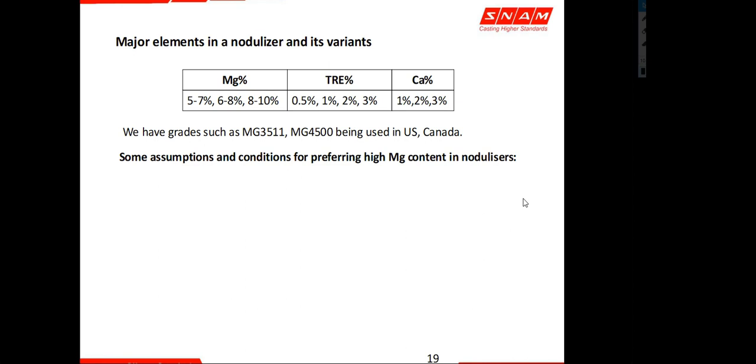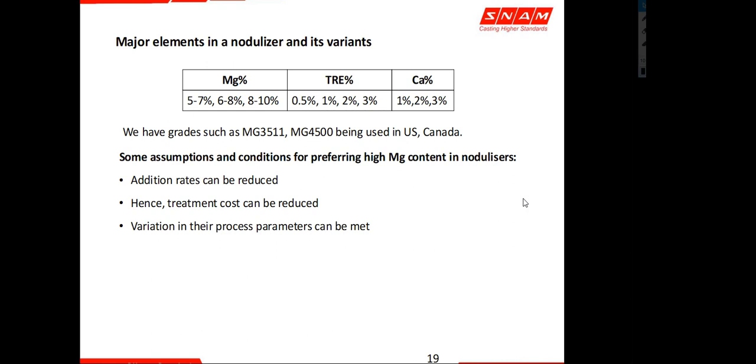There are some assumptions and conditions which lead the foundrymen to prefer high magnesium content in the nodulizers. So because of these reasons, people ask for high magnesium. They calculate that addition rates can be reduced if you have high magnesium in your alloy. Since the addition rate is getting reduced, the treatment cost can be reduced, is the understanding. And variation in the process parameters can be met. That is, even if you have less control on your process parameters, because you have high magnesium, it will take care of all the conditions, is the understanding.